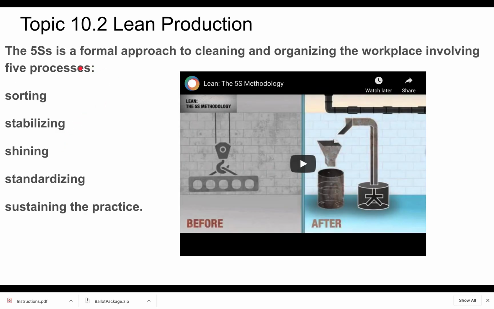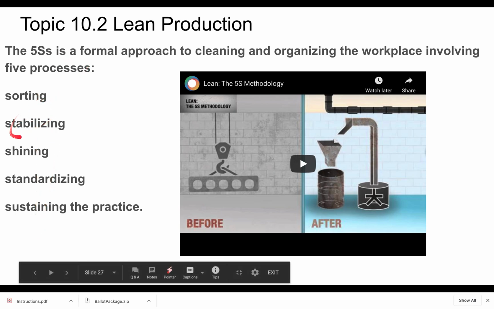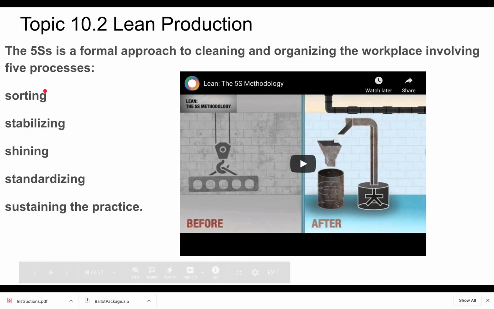Now there are some things to remember here. One of the things is something called the 5 S's, and these are them. They have a different word for stabilizing. I think it's setup, but in this video they'll explain what it means.